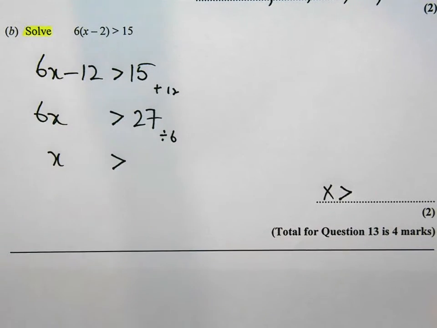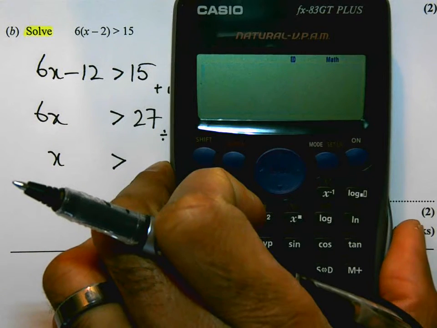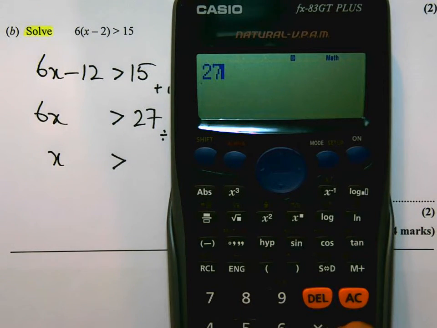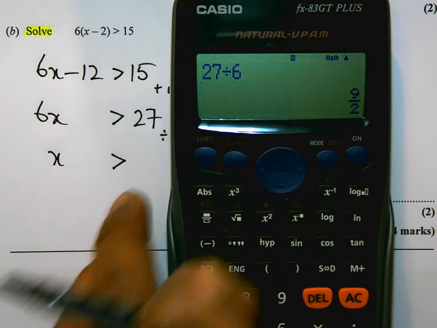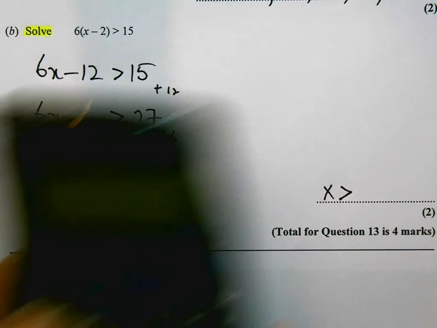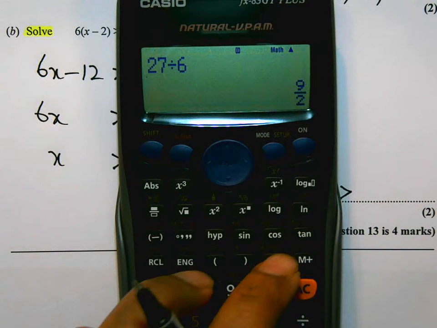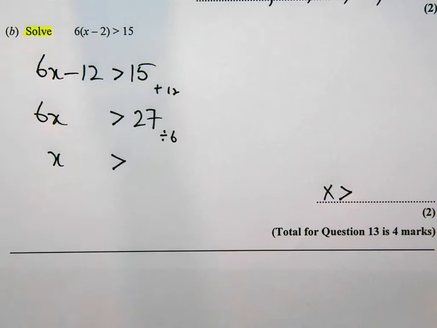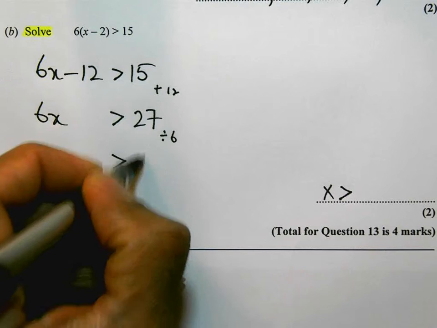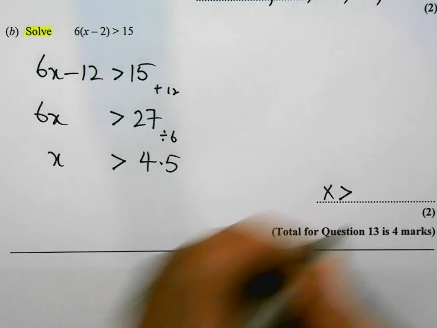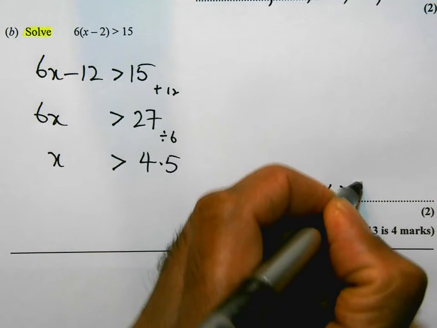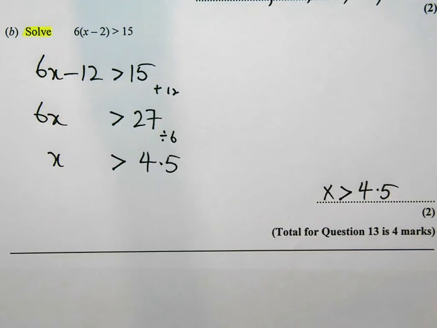So x is greater than, and so let's work that out. 27 divided by 6 gives us 9 over 2. If I just look at what that is as a decimal, it's 4.5. So in my answer space, I'm going to write x is greater than 4.5. Do not write x is equal to 4.5. You will lose a mark for that.